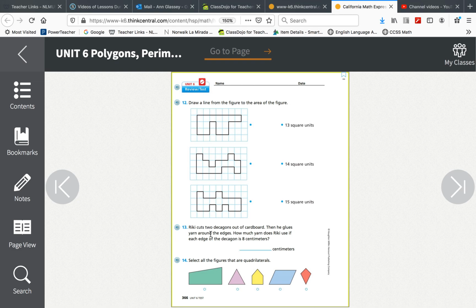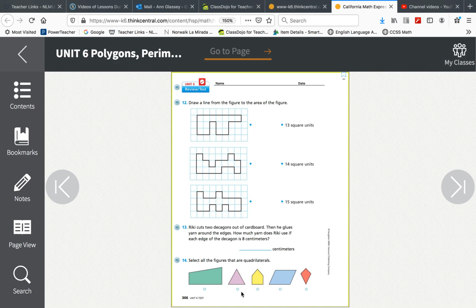Ricky cuts 2 decagons out of cardboard. If you forget what a decagon is, you'll have to look in the glossary. Deca means a certain number, which I tried to give you a memory trick for in one of your math lessons. Then he glues yarn around the edges. How much yarn does Ricky use if each edge is 8 centimeters? Write the number of centimeters.